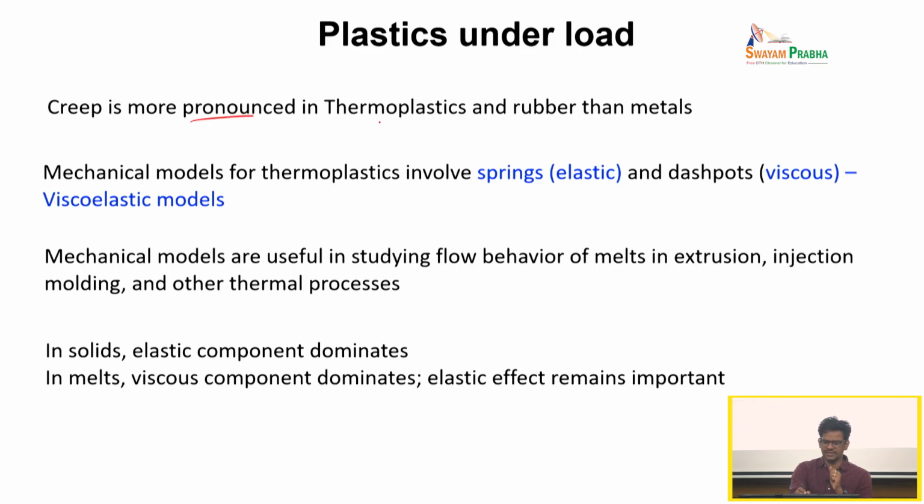Now, if you go to plastics or polymers, in this case the creep behavior, which means the slow evolution of the strain, is actually more pronounced in thermoplastics and rubber than metals. So, metals also can show creep behavior, but plastics can show creep behavior much more pronounced.